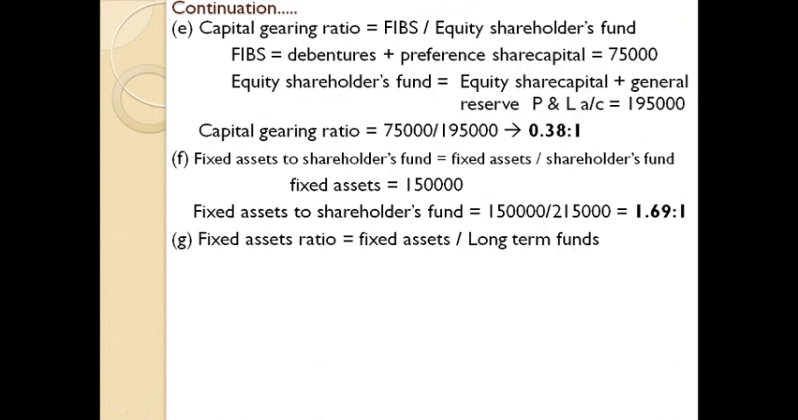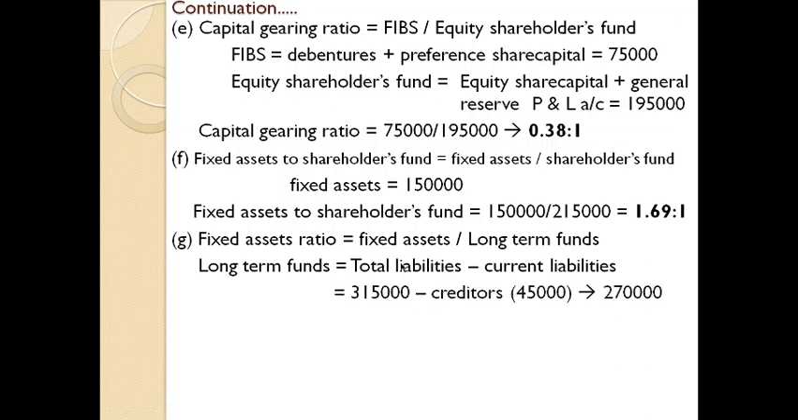Next one, fixed asset ratio. Finally, fixed asset ratio is fixed asset divided by long term fund. And the fixed asset we know is 1,50,000. And long term fund means total liabilities minus current liabilities, or total liabilities excluding current liabilities. That is 3,15,000 is the total liabilities. Out of this, current liabilities is deducted. Here in this question, creditors is the current liability, so the amount is 2,70,000, and fixed asset ratio is 1,50,000 divided by 2,70,000. You will get 0.56:1.